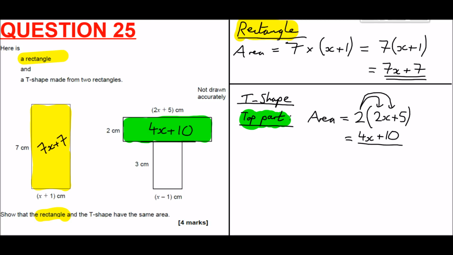So now we can think of the bottom part of the T-shape, the bottom rectangle. Just colour coding it in a blue colour. And so the bottom part we can do in the same way.